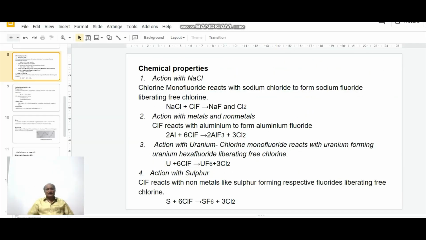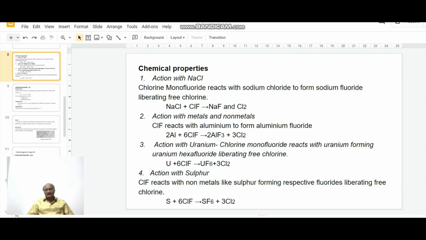Coming to the chemical properties of chlorine monofluoride, that is action of sodium chloride on chlorine monofluoride. Chlorine monofluoride reacts with sodium chloride to form sodium fluoride with the liberation of free chlorine, that is NaCl, sodium chloride, reacting with ClF gives rise to NaF, sodium fluoride, liberating free chlorine.